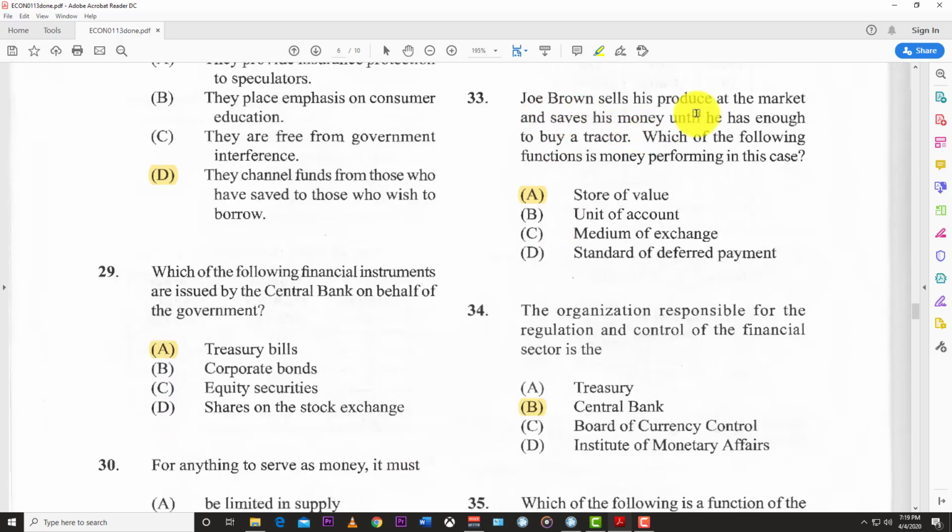33, Joe Brown sells his produce at the market and saves his money until he has enough to buy a tractor. Which of the following functions is money performing in this case? The best answer here is store of value. You can take money, put it in a bank, store it, and use it later. Store of value.